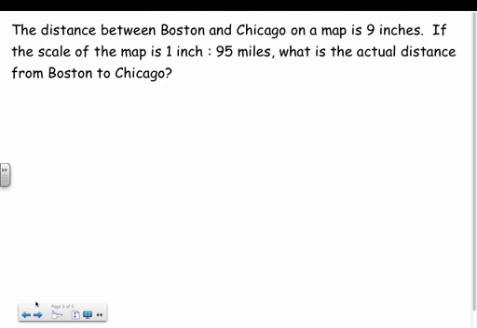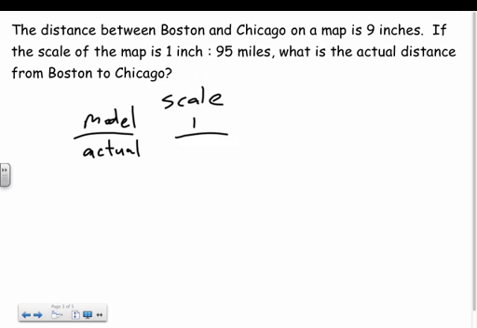For example, the distance between Boston and Chicago on a map is 9 inches. If the scale of the map is 1 inch to 95 miles, so every 1 inch on the map is 95 miles in real life, what is the actual distance from Boston to Chicago? Well, it's the exact same thing. Your first ratio, you always start with the scale, and we said put the model on top and the actual on bottom. So the model is 1 inch, is 95 miles, and then we set that equal to, well, what are we given? We're given the map's distance. The map's on top, and we're trying to find it in real life.